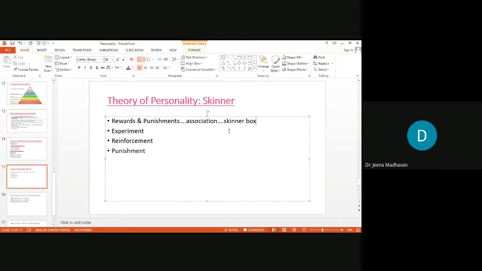Is it clear? Yes ma'am. So Skinner used the Skinner box to conduct the experiment, and which animal did he use for his experiment? Rat.